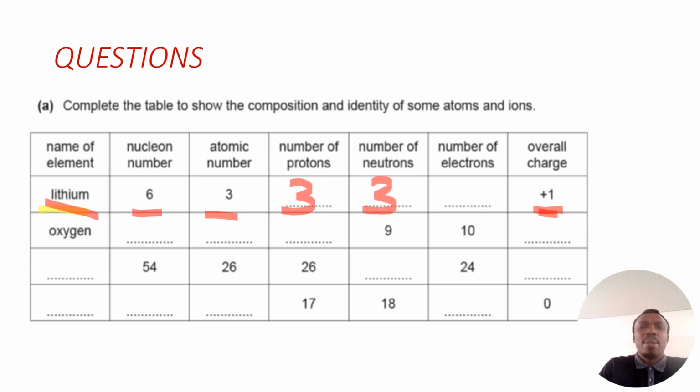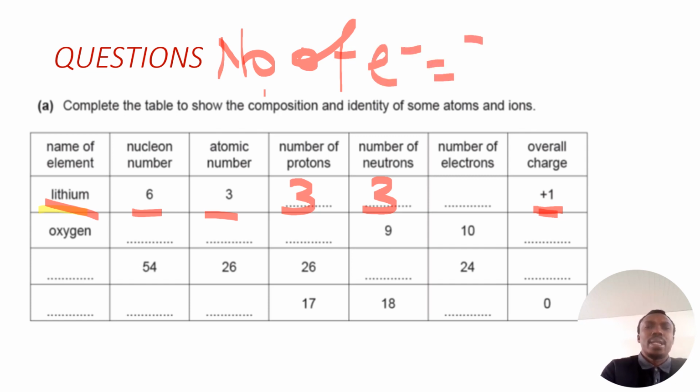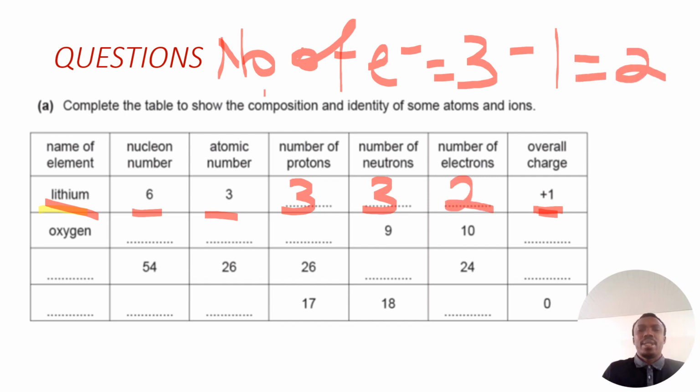But how do we get the number of electrons? The number of electrons is the atomic number minus the charge. The charge is +1. The atomic number is 3 and the charge is 1. So the number of electrons is equal to 2. So you can see it's as simple as ABC.